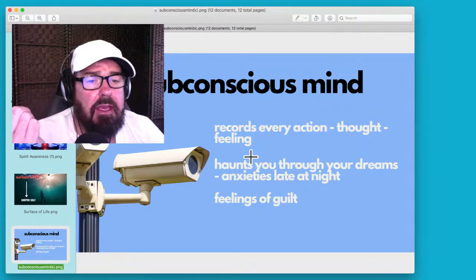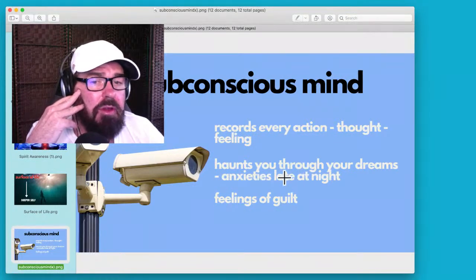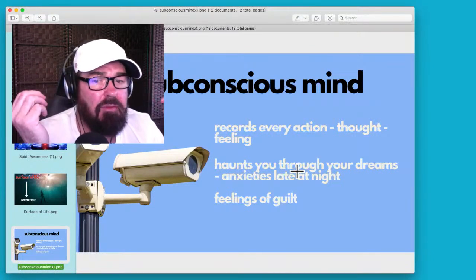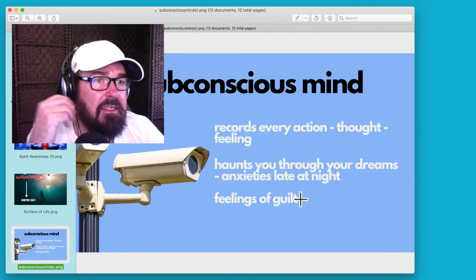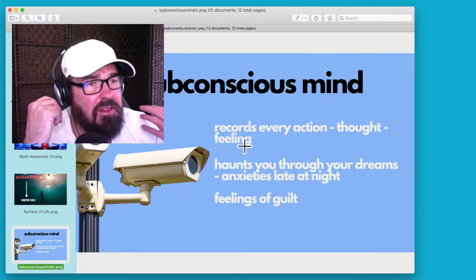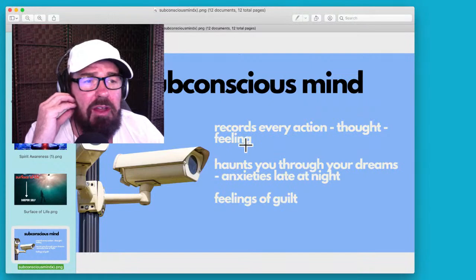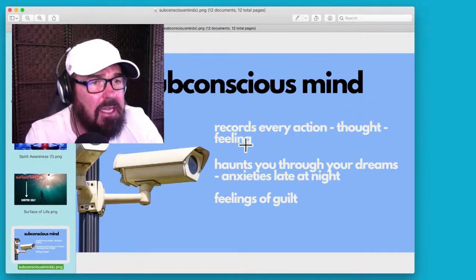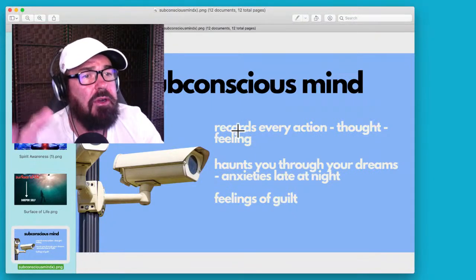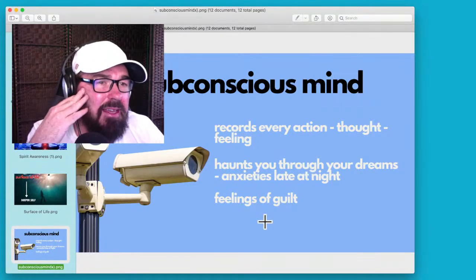So what happens is your subconscious mind can haunt you through your dreams, right? Or anxieties late at night. You know, when you get up and you're playing over a conversation, or you have these feelings of guilt, right? Well, what's this showing you? That's your conscience, right? It's showing you that you need to make a correction. Maybe you need to get on the phone and apologize to somebody. Maybe you need to write an email, right? Else it's going to keep haunting you and haunting you, the subconscious mind, because it's coming from your soul, right? Your soul.